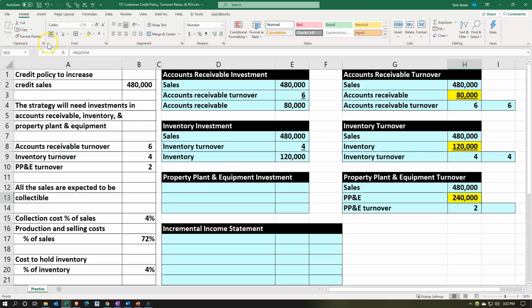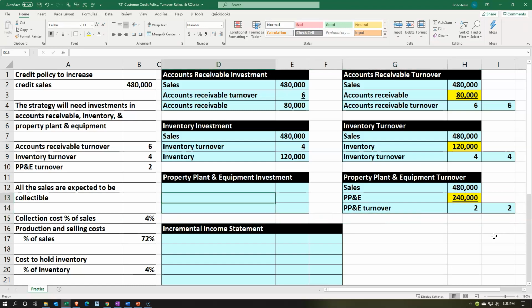Let's underline this now. Home tab, Font Group, Underline. Let's recalculate it, see if we do indeed come up with 2. Looks like it does. I can do that one even in my head, even though I'm addicted to the Excel here. 480,000 divided by 240,000 is 2.